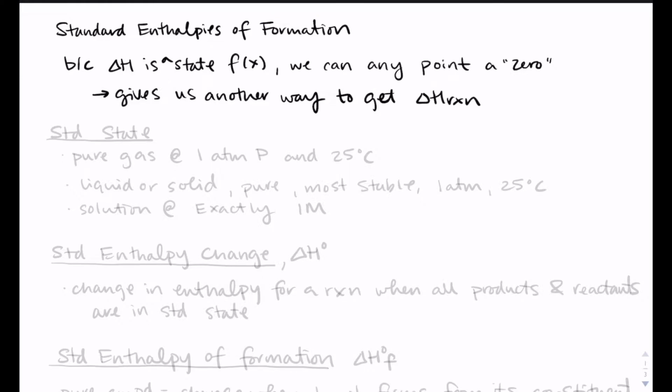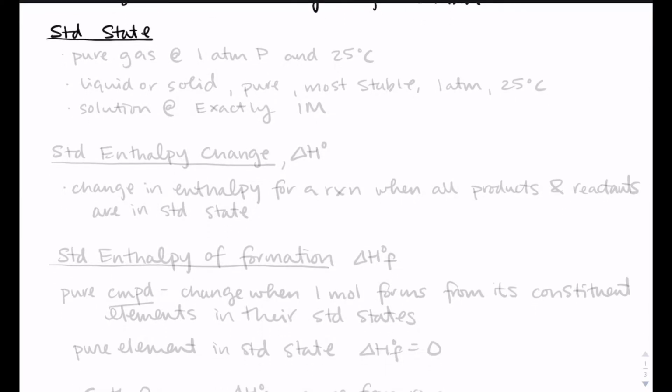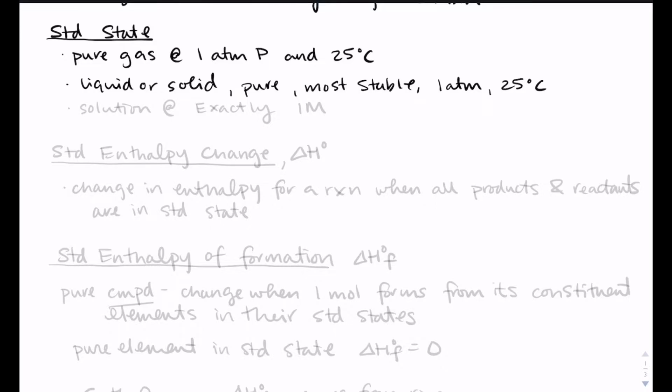The standard state of a substance means that if you have a pure gas, the pressure of that gas is 1 atmosphere and the temperature is 25 degrees. If you have a liquid or a solid, it's pure, it's in its most stable form, it's at 1 atmosphere and 25 degrees. If you have a solution, then the concentration is exactly 1 molar. So if you meet these conditions, then you can say that it is a standard state of that substance.